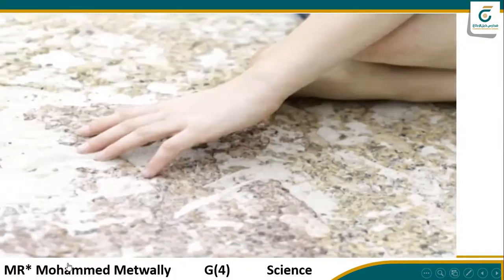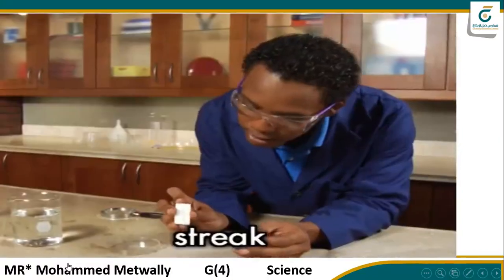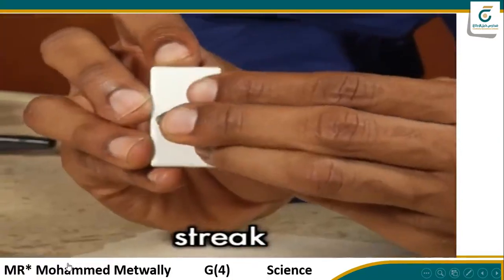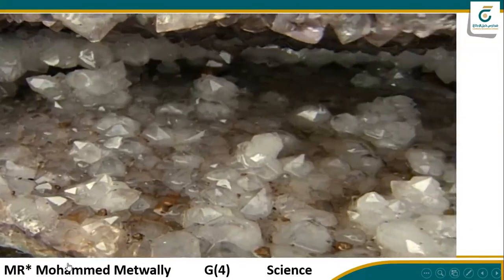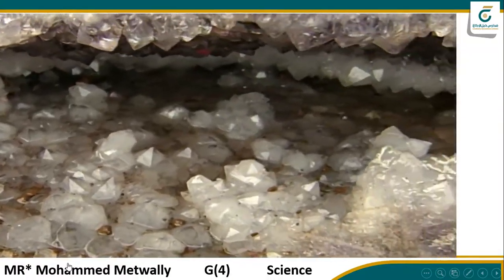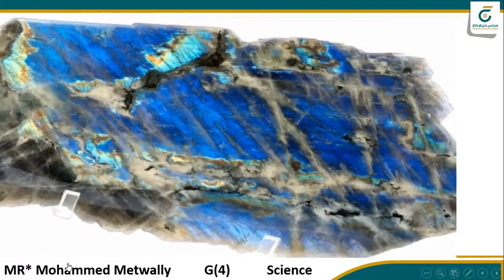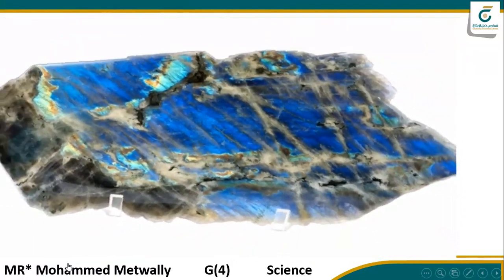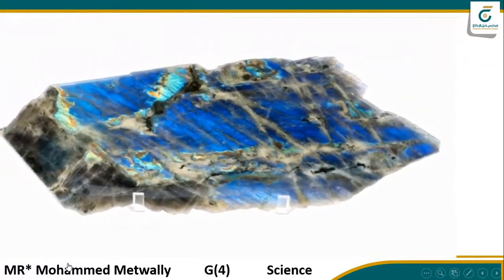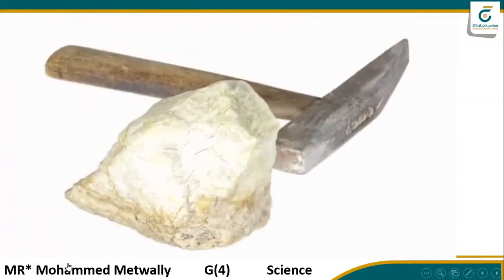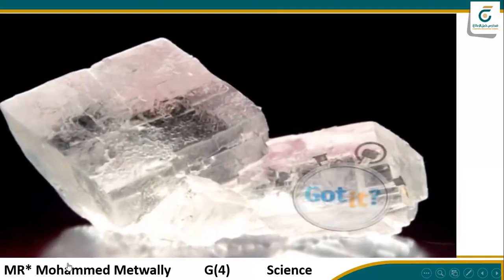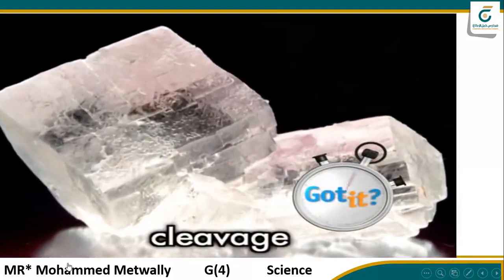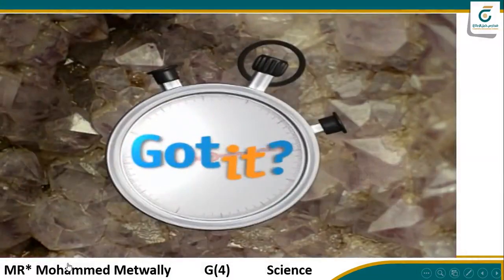Streak is a good indicator of a mineral. Streak is the color of the powder that a mineral leaves when it is scratched across a special plate. Scientists also look at the shapes of the mineral's crystals. Since each mineral has crystals that are a particular shape, scientists can identify which mineral is present. Another way to test for minerals is to break the rock. Minerals that break along smooth, flat surfaces have cleavage. Got it? Sure you do!